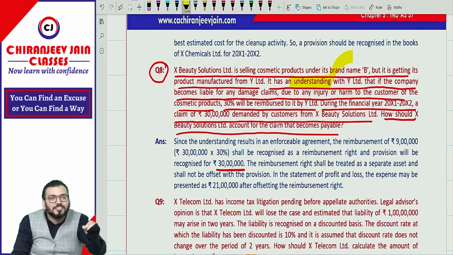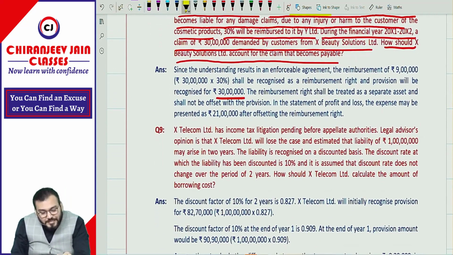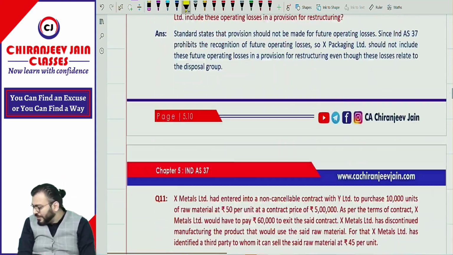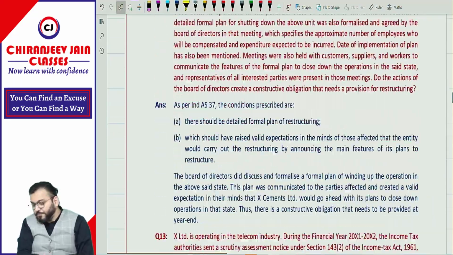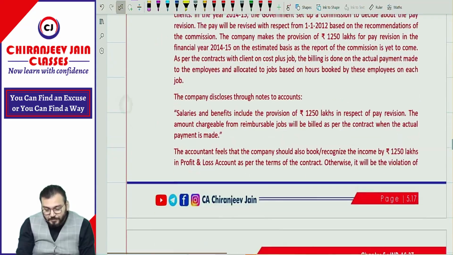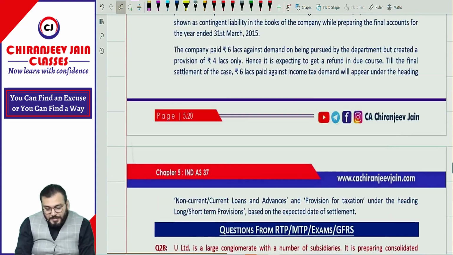Yes, understanding means there is a contract enforceable by law. Therefore, in this suggested solution they have given yes, we should recognize, because they have also written that since the understanding results in an enforceable agreement, there is a virtual certainty. Understood? Correct? One more question I will take, because this is very important from the examination point of view. Question 27. Come to 27.